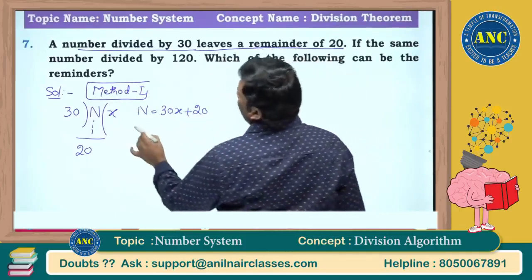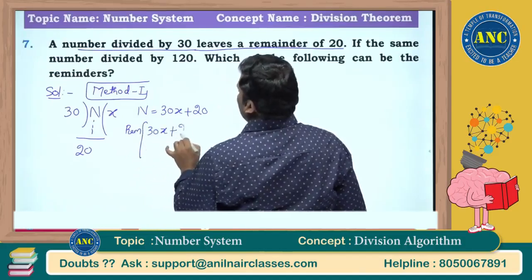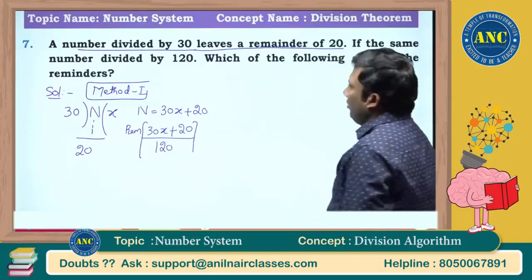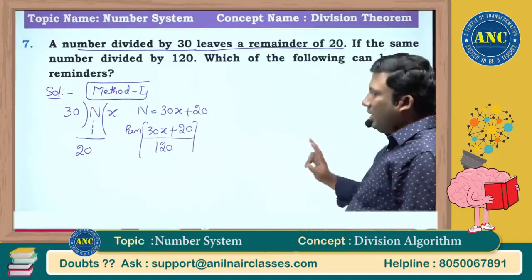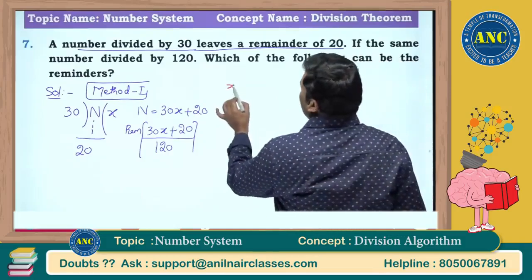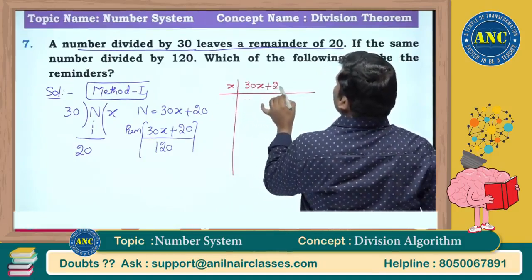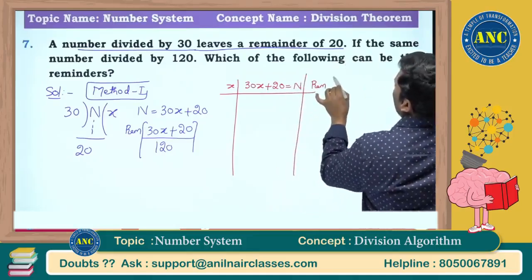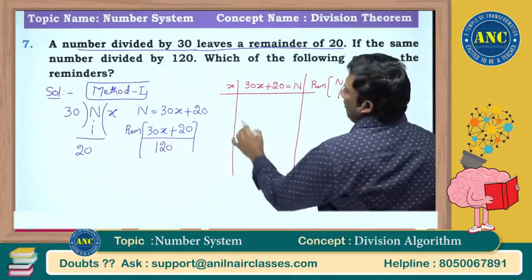If the same number is divided by 120, that is 30x plus 20 divided by 120. Which of the following can be the remainders? We will find out all the possible remainders. Let 30x plus 20 equal n. The remainder when you divide this number by 120. Now see here. X value 1.